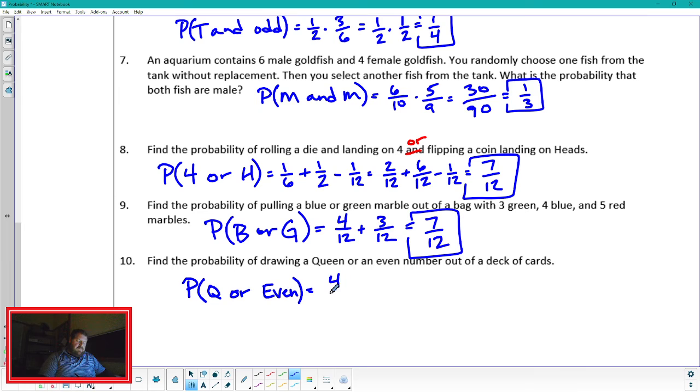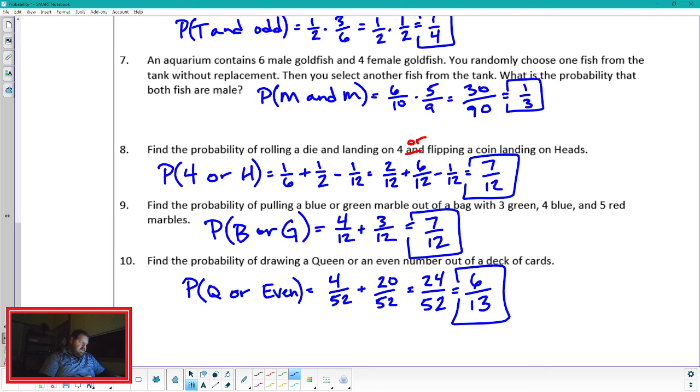Probability of a queen, there's 4 of those out of 52. Even numbers, if we remember, there's 20 out of 52. And even though the queen would fall in line to be an even, it's not an even number, it's a letter. So we don't have to worry about that having an overlap. We get 24 out of 52. There again, both multiples of 4. So we get 6 out of 13.